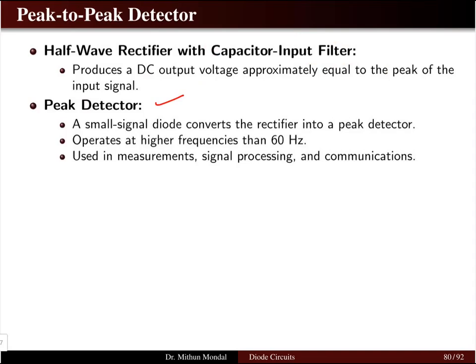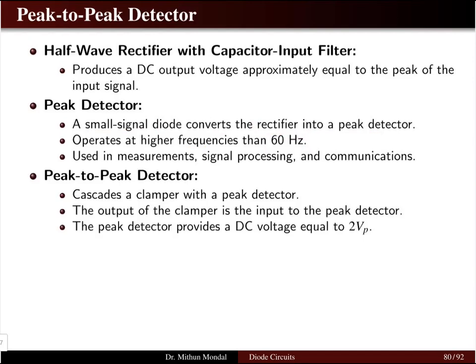It is basically a circuit having a small signal diode, and that converts the rectifier circuit into a peak detector circuit. It operates at a higher frequency than 60 Hz. So the frequency of operation should be more than the power frequency. It is used for measurement purposes, signal processing purposes, and communication purposes.